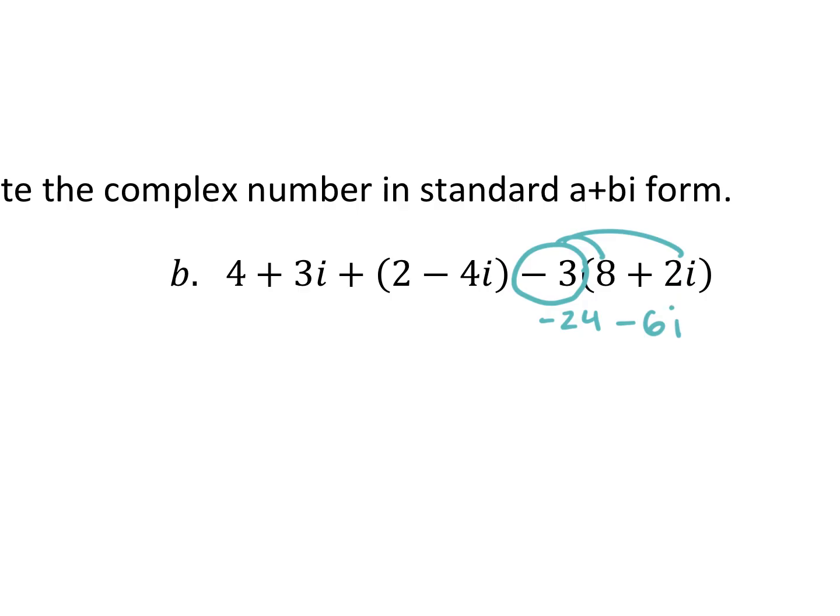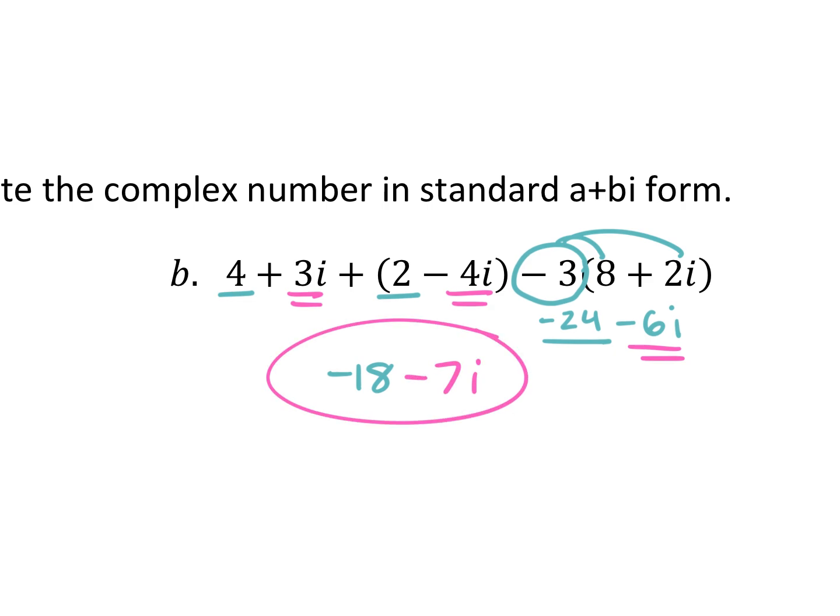So let's add all of our real parts together. 4 plus 2 minus 24 would be -18. And then we can combine all of our imaginary parts together. 3i minus 4i minus 6i. 3i minus 4i would be -1i, minus 6i would be -7i. So that would be our answer. In standard form, the real part comes first, imaginary part comes second, but again, it's multiple choice, so just pick the right answer.